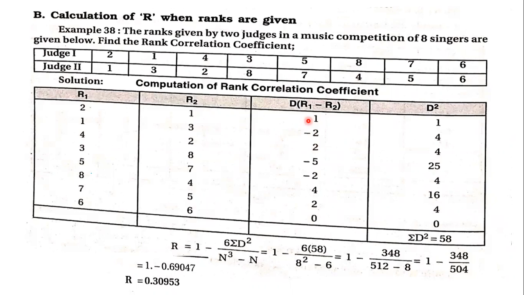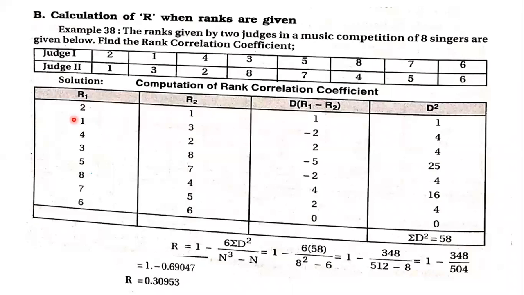Correct? Now after this, in the next step, what are we supposed to find? D square. Just square all these values. 1 square is 1, minus 2 square is minus 2 into minus 2, you will get a plus value. Minus 5 square, again minus 5 into minus 5, minus into minus is plus, so again you will get plus 25. Like this you'll find the value of D square everywhere. And then when you total, you'll get sigma D square, which is equal to 58. When you add all the values of D square here, you get 58.